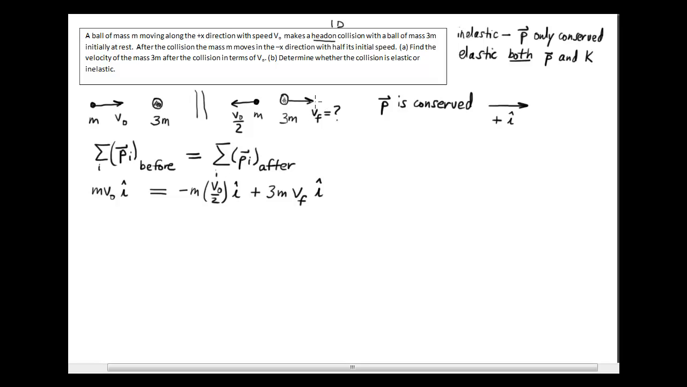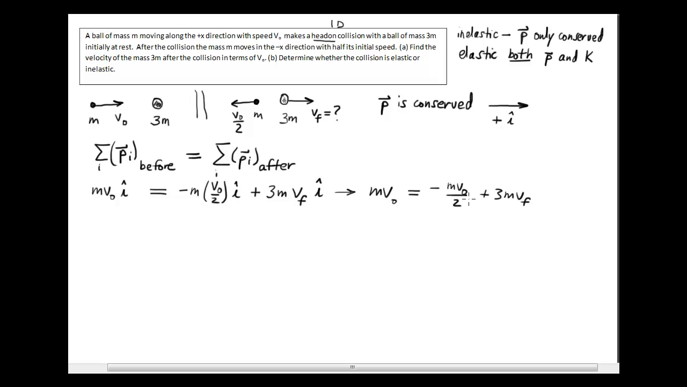I just pick a direction, draw the arrow in, and then make my equation consistent with that sketch. All right, so what we see here is that you've got two vectors on the right-hand side, and they both only have i hat components. And the vector on the left-hand side has an i hat component too. And so right away I can simplify this and say, well, this just means mv0 on the left is equal to minus mv0 over 2, plus 3m vf. And that's pretty obvious here.